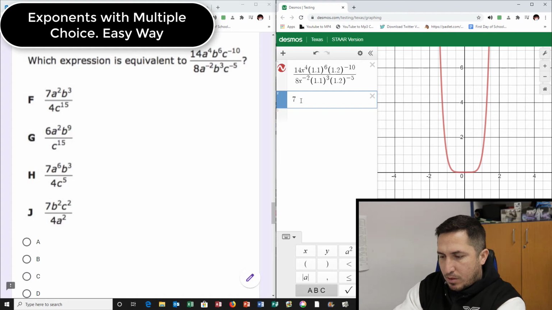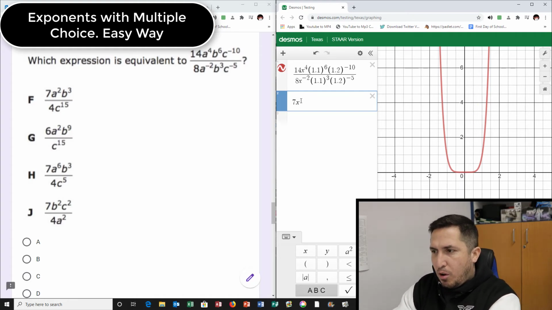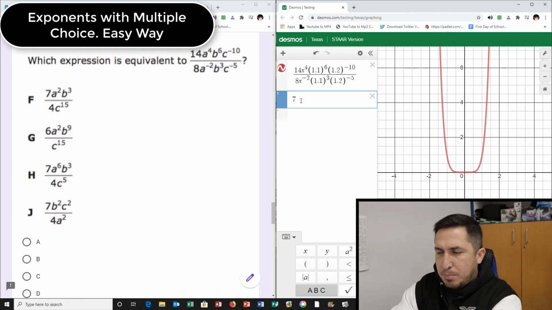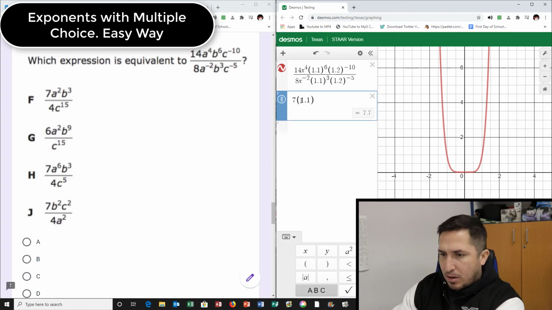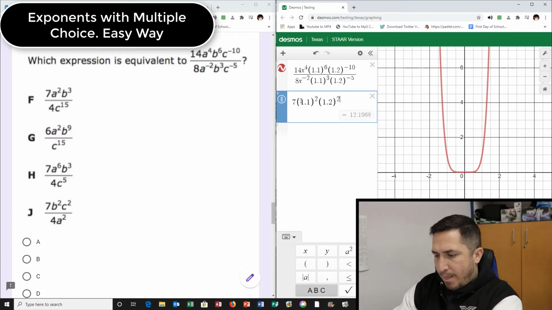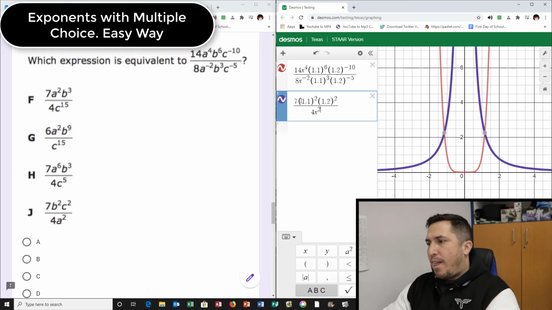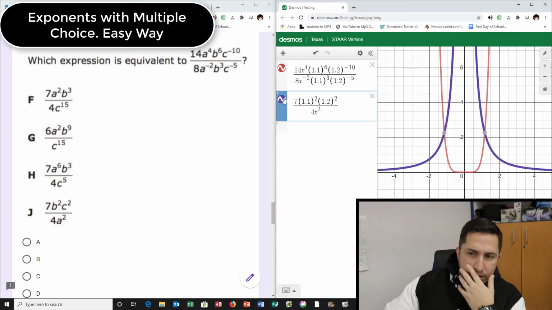7, X. Uh-oh. I was supposed to replace the A, not the B. Okay, so B is 1.1. Almost made a mistake right there. And then C is 1.2. And then D is 4 times X squared. Nope, huge difference. My answer here is going to be H.